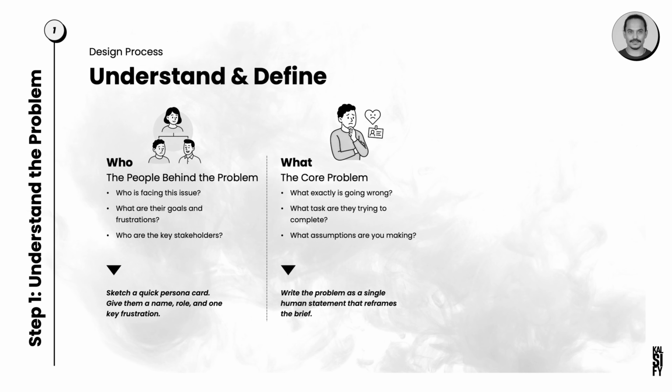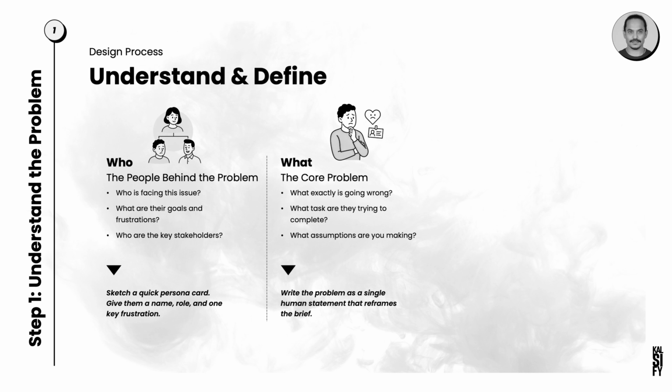Next comes the what. What exactly is going wrong? What task are they struggling to complete? Continuing the same example, Ashmit's what would be, he spends more time searching for school updates than engaging with his kids about them. Simple, right? You've just reframed a vague prompt into a human problem statement.